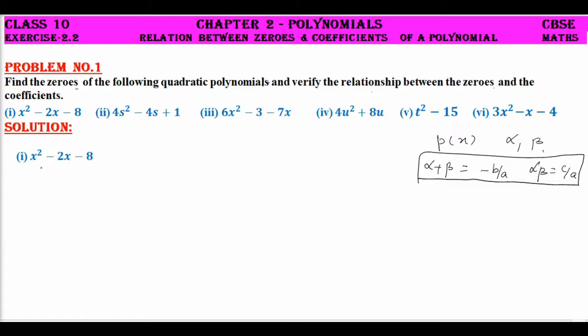The polynomial given in the first subdivision is x square minus 2x minus 8. Let me compare it with the general form of a quadratic polynomial, that is ax square plus bx plus c. So I get a equals 1, that is the coefficient of x square, b equals minus 2, that is the coefficient of x, and c equals minus 8, which is the constant term. Now let's apply the splitting method.